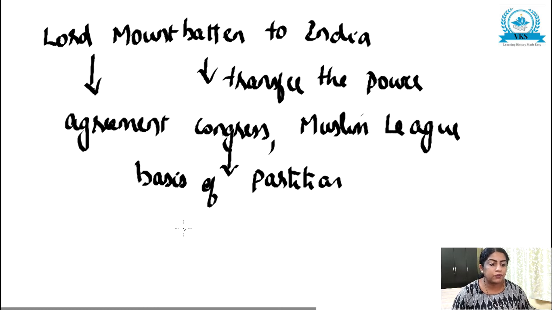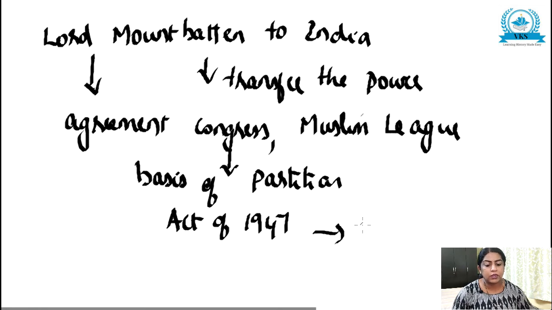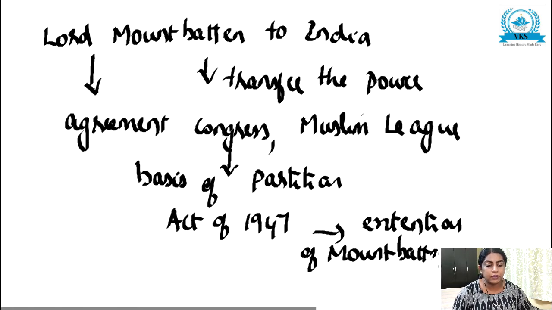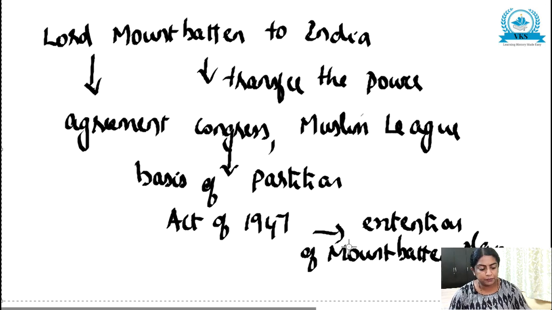And the Act of 1947 was an extension of the Mountbatten plan. So Mountbatten came to India to transfer the power, and he made an agreement between the Congress and the Muslim League, but it was based on the partition. And the Act of 1947 was an extension of the Mountbatten plan. So this is how the Act of 1947 was implemented in India.